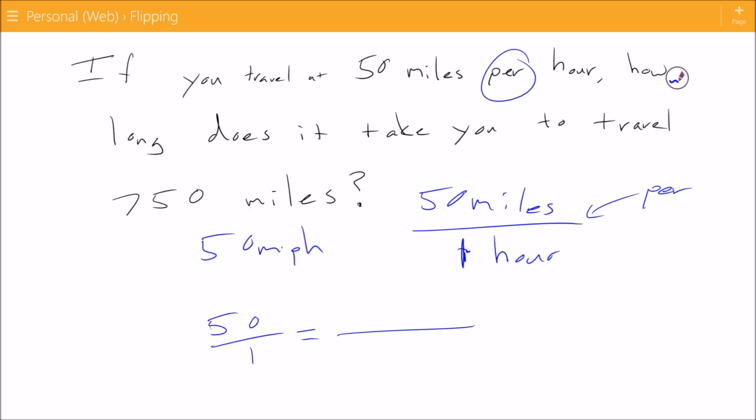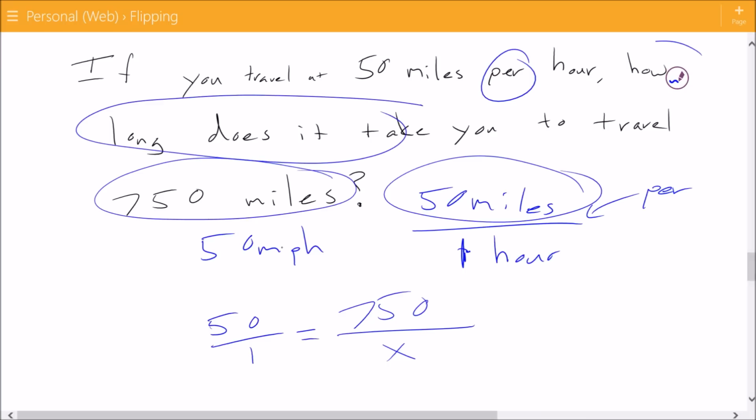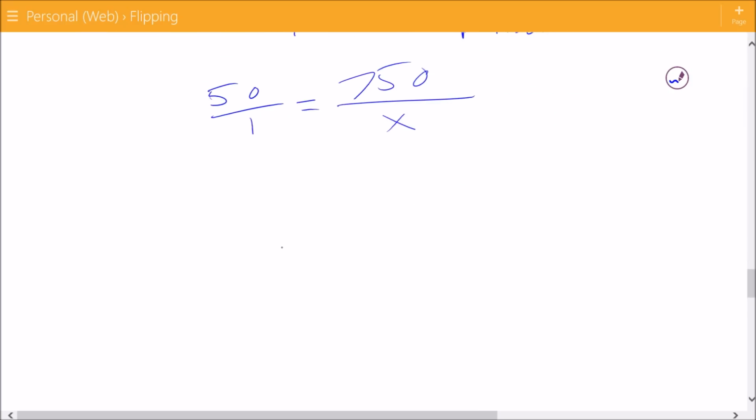I know I will have a fraction on the right. The 750 miles, will that go on the top or the bottom of the fraction? Will it be in the numerator on top or the denominator in the bottom? I'm going back to miles, so 750 miles would be on top over X number of hours. I do not know how many hours I am driving. That is the question. How long does it take? So I can solve 50 equals 750 over X.